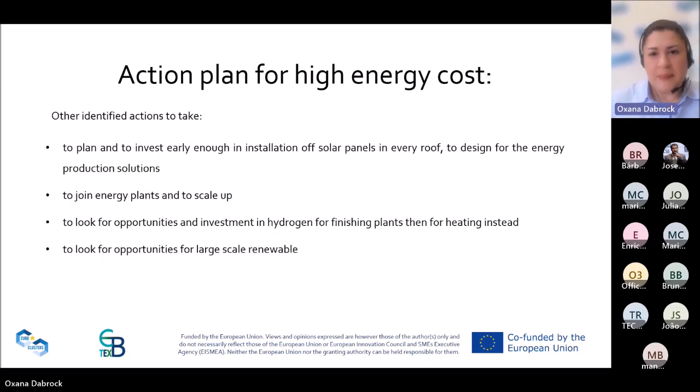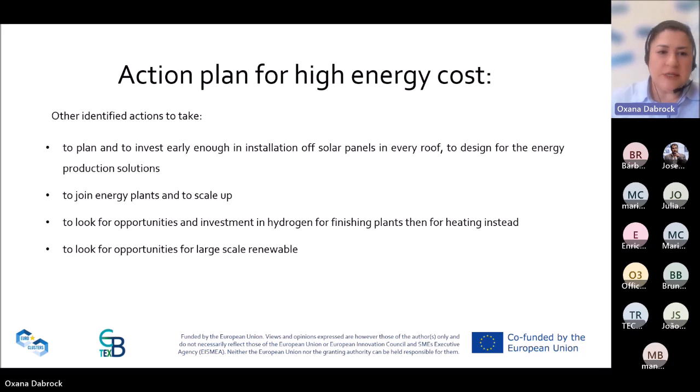Additionally, we would have a secondary action plan, and the actions will be to plan and to invest early enough in the installation of solar panels on every roof where possible, to design the energy production solution, as well as to join energy plants and to scale up.